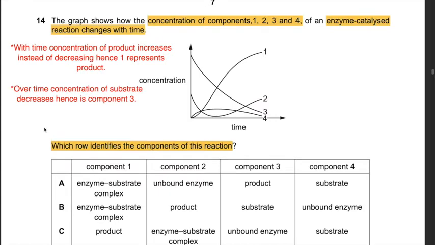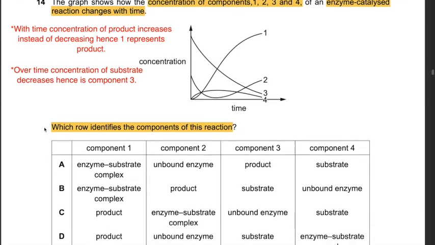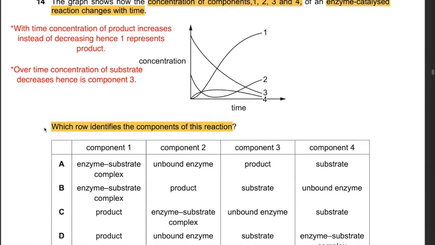Question 14. The graph shows how the concentration of components 1, 2, 3 and 4 of an enzyme catalyzed reaction changes with time. Which row identifies the components of this reaction? With time, obviously the concentration of product should increase instead of decrease. Hence, 1 should represent product. Therefore, that leaves us with the answers being either C or D.